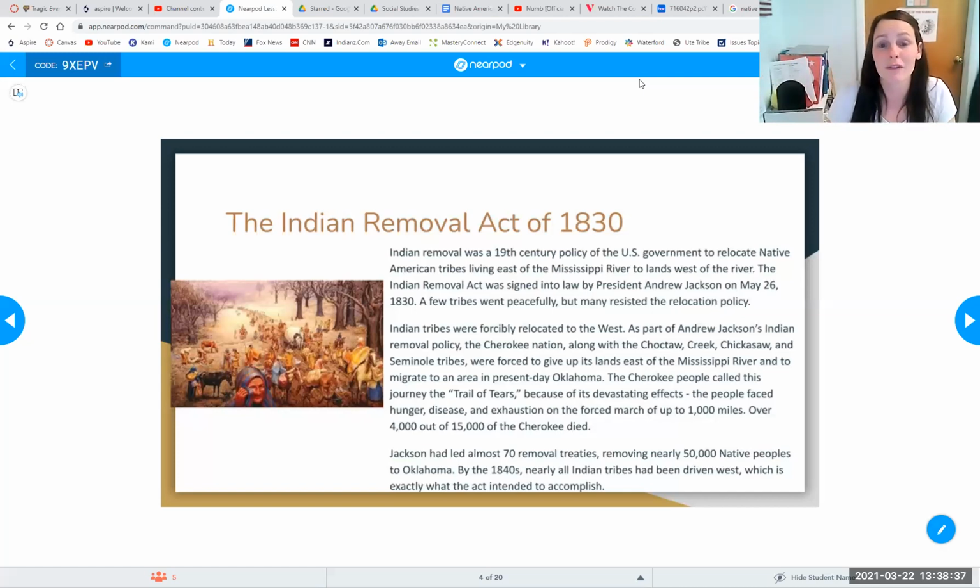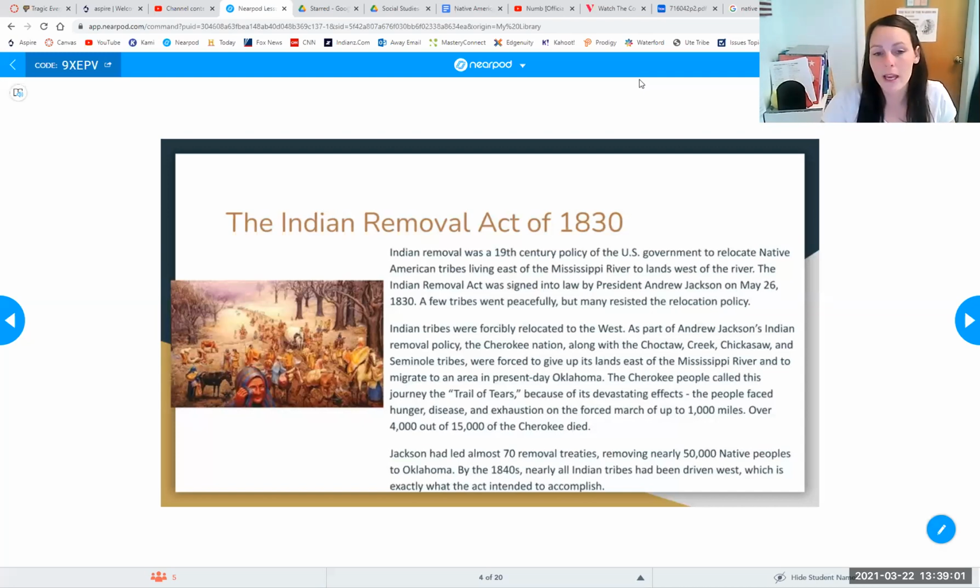Basically, the only difference for some of them between them and whites was their skin color, because everything else was pretty much the same. They spoke English. And this isn't all Cherokee. There was definitely a large group of Cherokee who wanted to stay more traditional and didn't want to fully assimilate, but their tribe assimilated to white culture probably more than any other tribe.